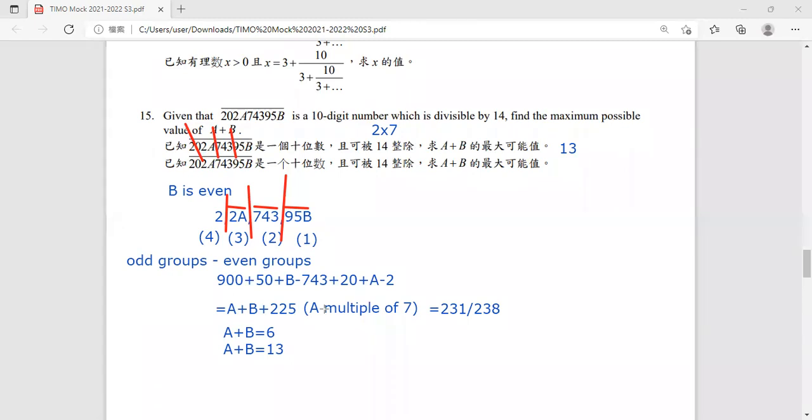After doing this, if this number is a multiple of 7, the original number is a multiple of 7. So this number should be divisible by 7. Or if you want to check the divisibility of 13, it's the same, but this time you divide the number by 13. So this is the method.